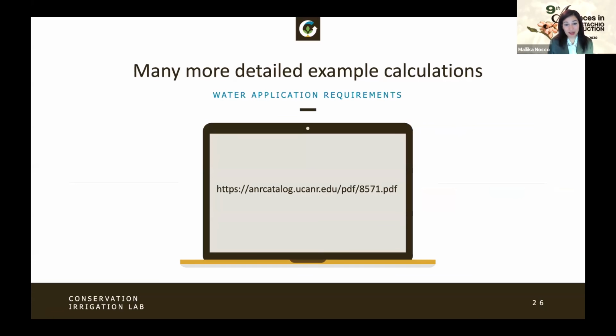As I said, I didn't want to bog us down with math, but I do think it is useful to go through some of these example calculations. And so I've got a link here if you want to check out, there's many, many more sample calculations in this particular document.